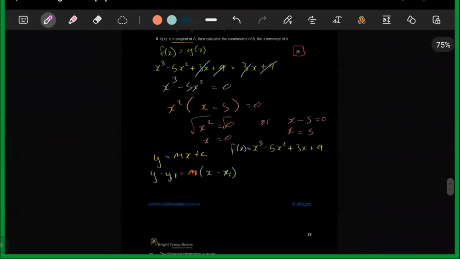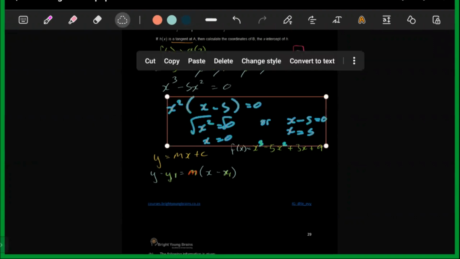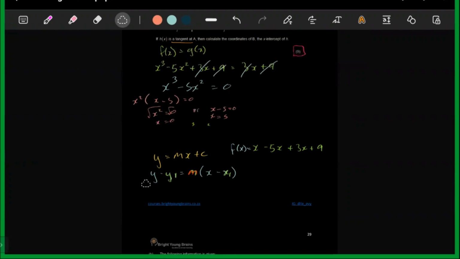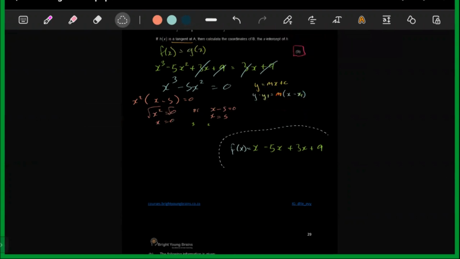So to do that, let's just create ourselves some space here, because we have just been too reckless. Let's move this over here. Move this over here. Move this over here.